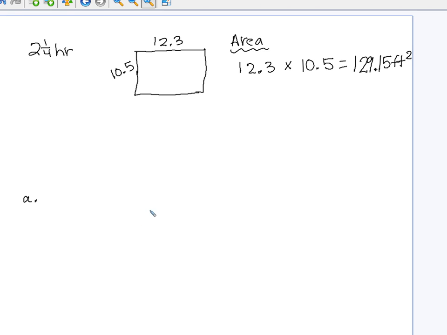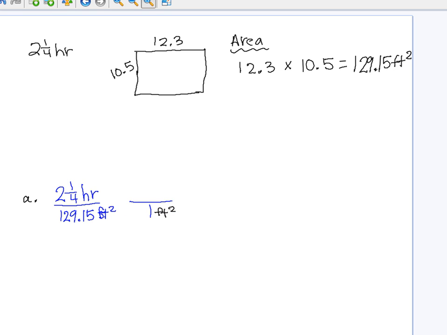Okay, part A. Write a unit rate to describe the time it took the painter to paint 1 square foot. All right, so I know it took him time to paint 1 square foot. So I'm going to put time on top. 2 1/4 hours. And it says 1 square foot, so I know that feet need to be on the bottom. In 2 1/4 hours, he has painted 129 and 1500ths square feet. I want to know how long it takes him to paint 1 square foot.